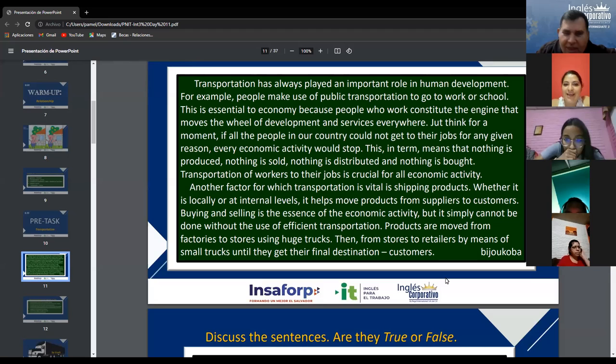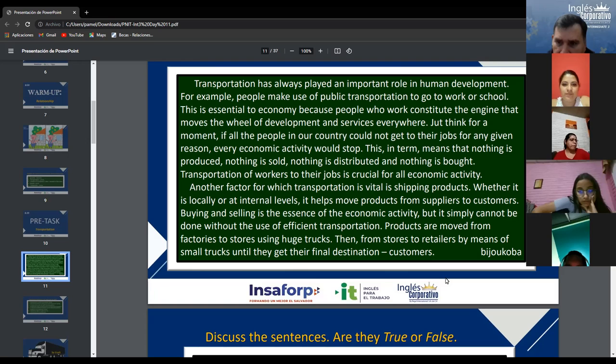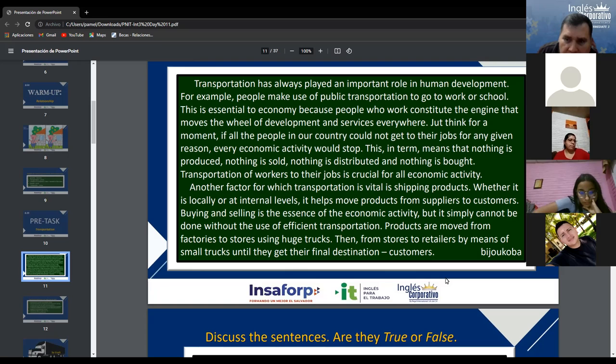Located or at internal level. It helps move product from supplier to customer. Buying and selling is the essence of economic activity, but it simply cannot be done without the use of efficient transportation. Products are moved from factories to stores using huge trucks, then from stores to retailers by means of small trucks until they get to their final destination, the customers.